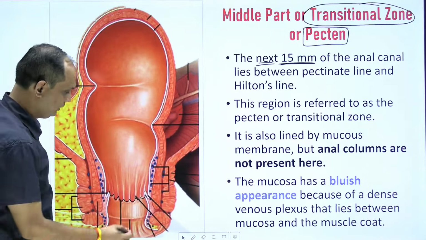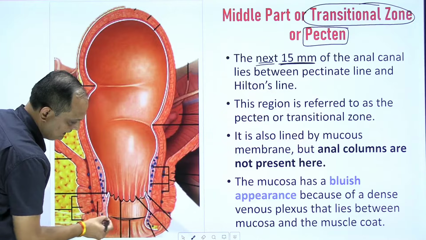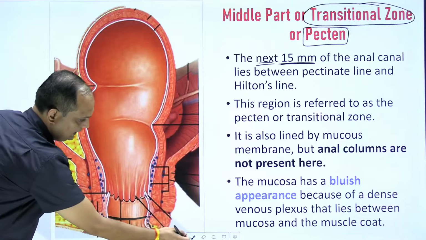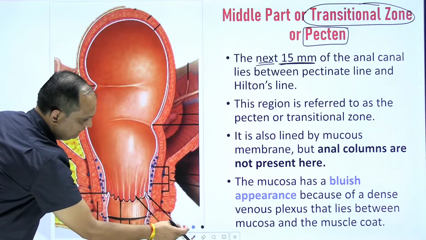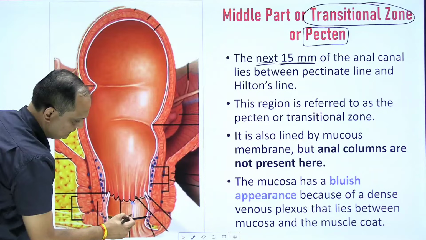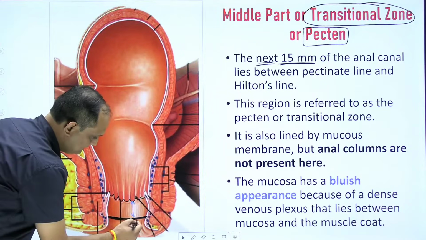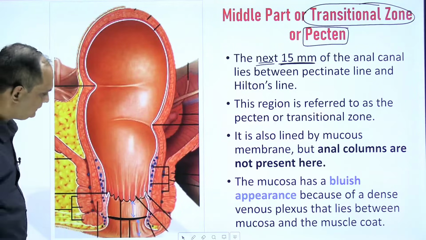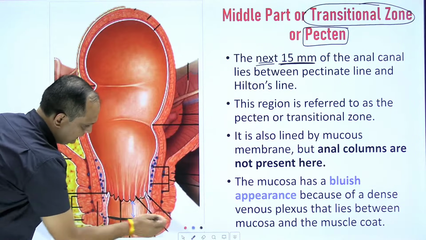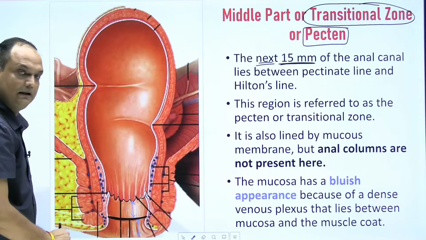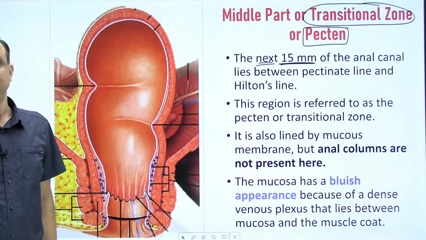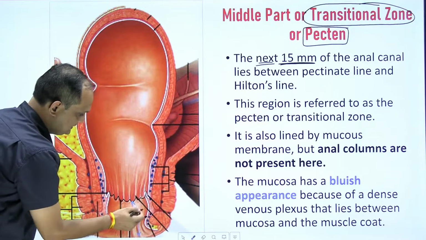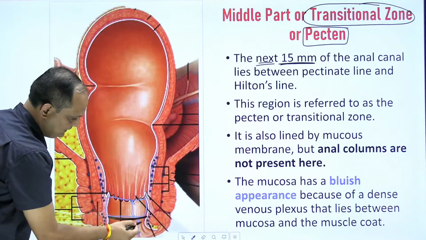But there is one more line. This is known as the white line of Hilton. This white line of Hilton divides this whole area into two parts. On further division, this is your middle part or the transition zone, and this is the lower part, or you can say the lowest portion of your anal canal. Both these areas are ectodermal in origin, but they are divided further into two parts: one is this middle portion and one is this lower portion.